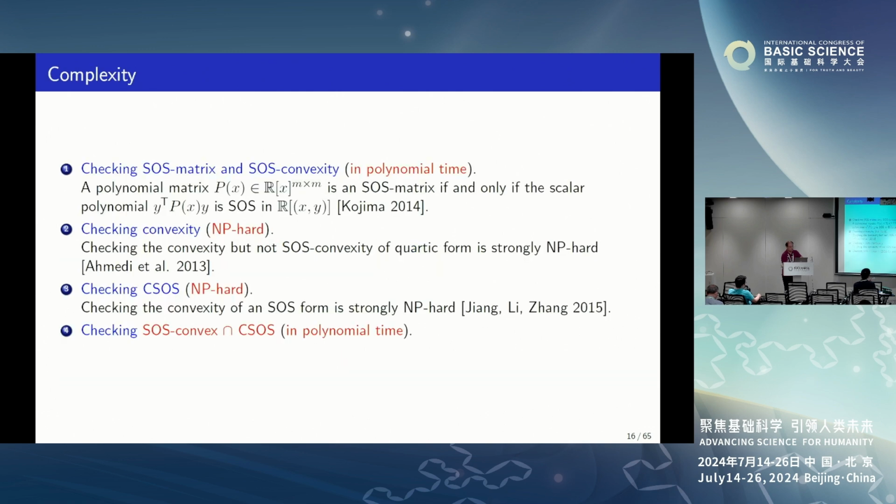So here are some complexity results. Checking SOS matrix and SOS convexity can be done in polynomial time based on the properties of algebra. But checking convexity for a polynomial of degree up to 4 is fine; for higher than 4 it is NP-hard, and there are even examples in degree 4 that are NP-hard. Checking C-SOS in general is NP-hard, based on this convexity case. But checking the intersection of them can be done in polynomial time. That is the tractable case, and based on it we establish our theory.